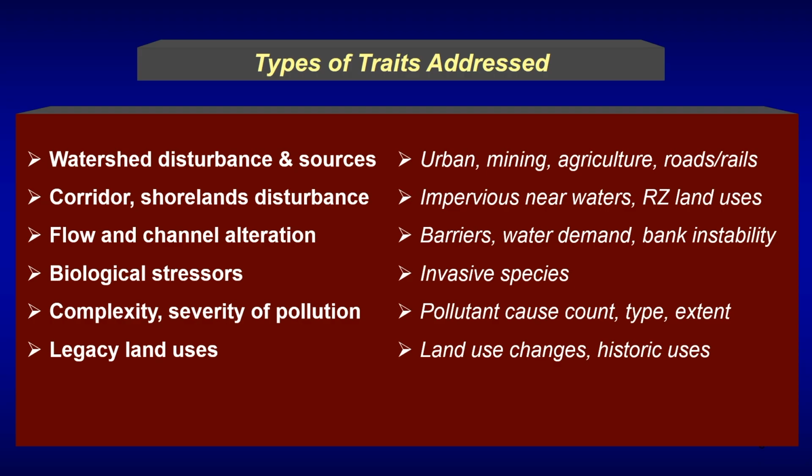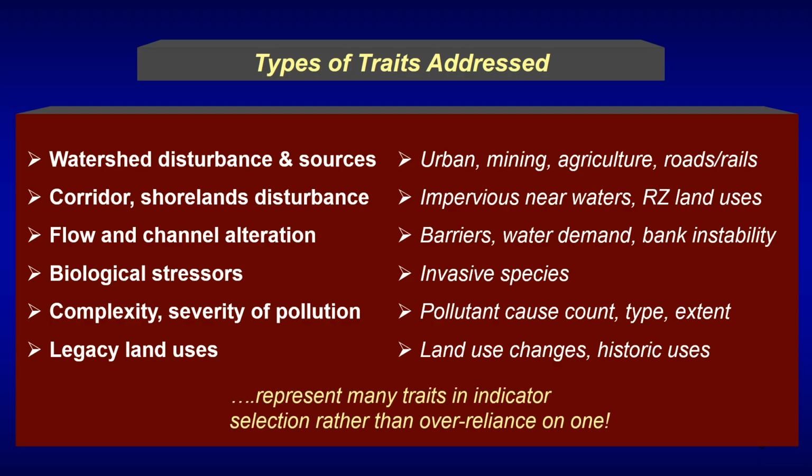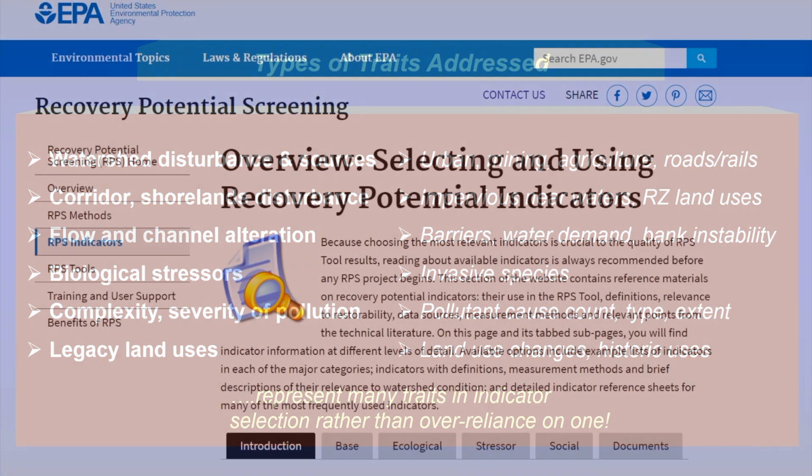When selecting stressor indicators for a screening run, it's best to try and represent many different subcategories rather than select several indicators that only address one. Overrepresenting one subcategory may miss other important attributes affecting stressor impacts on watershed condition.